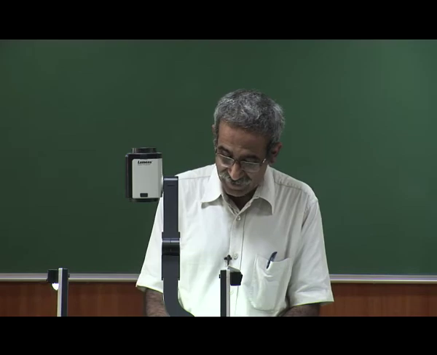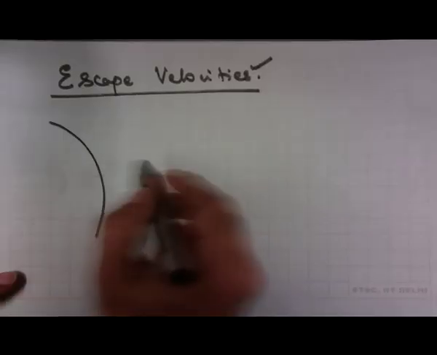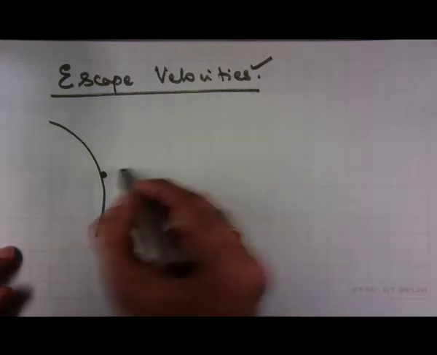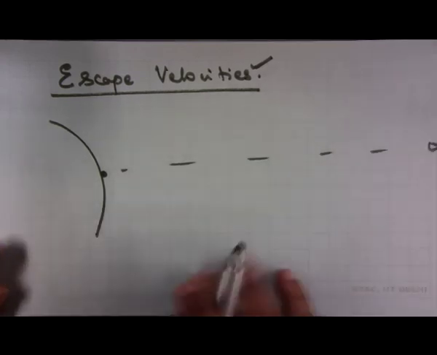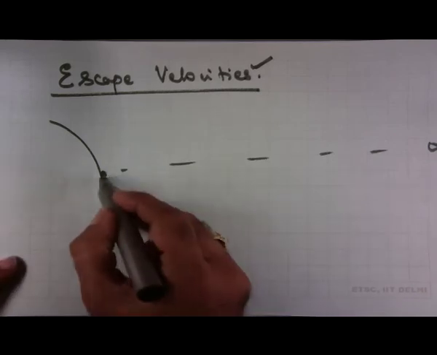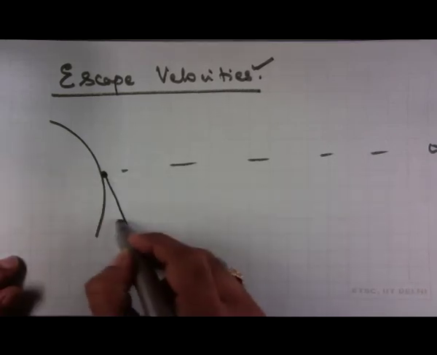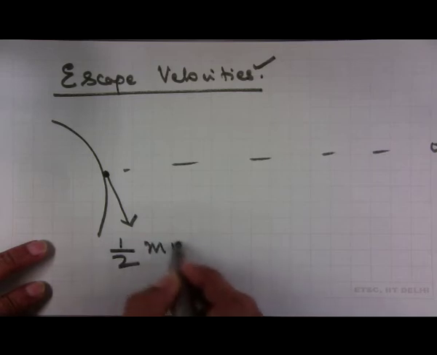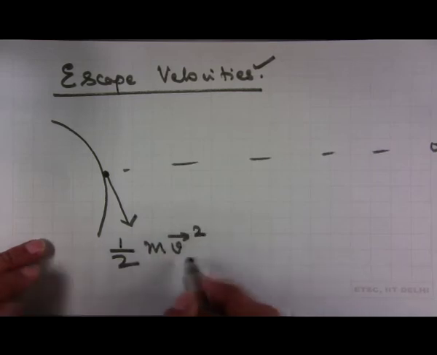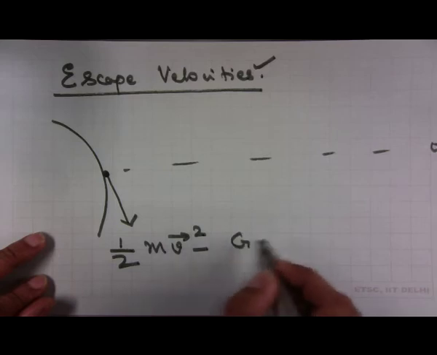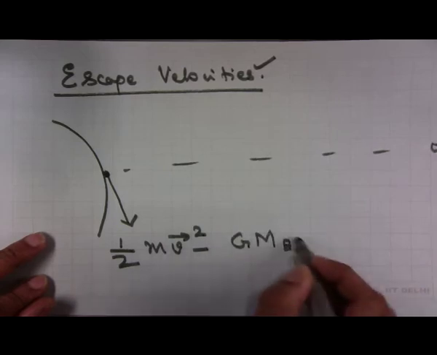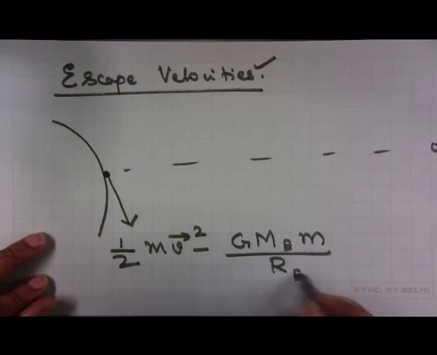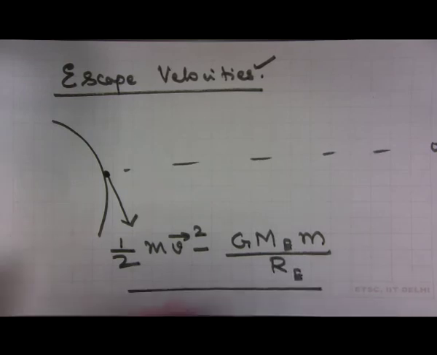So let us take the surface of the earth, and then there is a body here, and it wants to escape away to infinity. So here, what is the total energy according to what we have written? The kinetic energy plus gravitational energy, which is minus G, mass of the earth, mass of the object, divided by the radius of the earth. That is what I have.